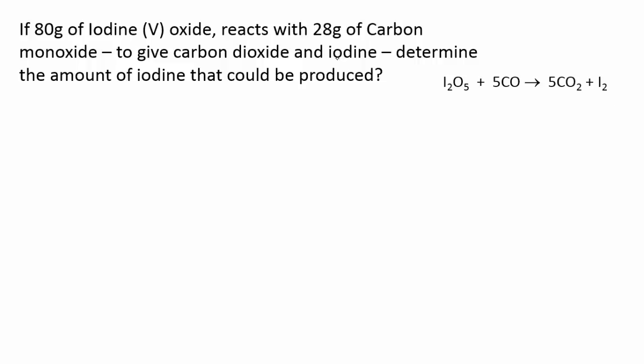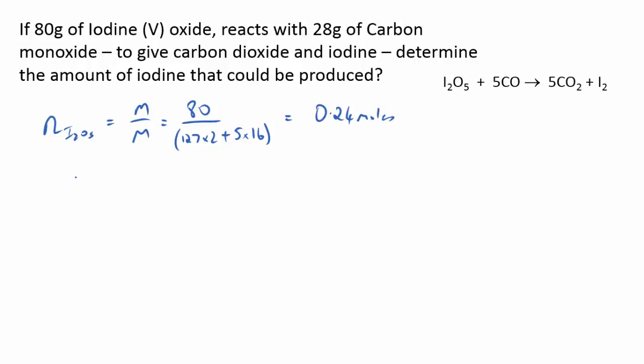In order for us to find out, we need to find the moles of each. So we're going to use our formula. N of the iodine oxide is going to be the mass on the molar mass, which is 80 grams on, and we've got 127 times 2 plus the 5 oxygens, and we end up with 0.24 moles of the iodine oxide.